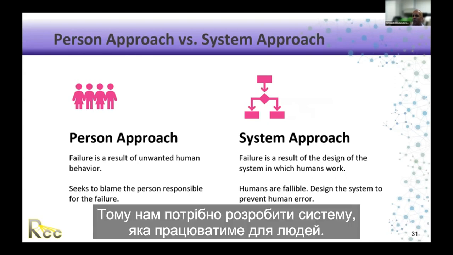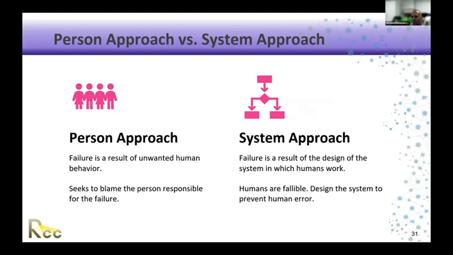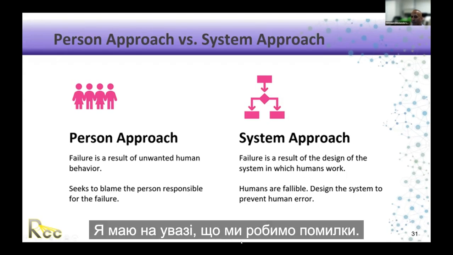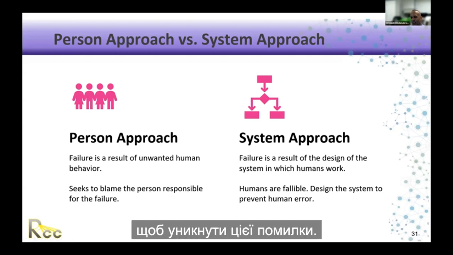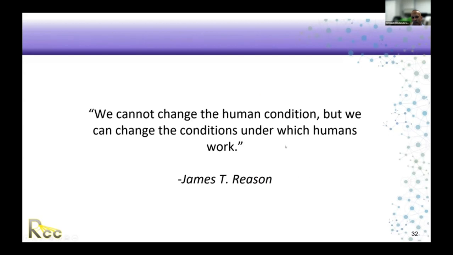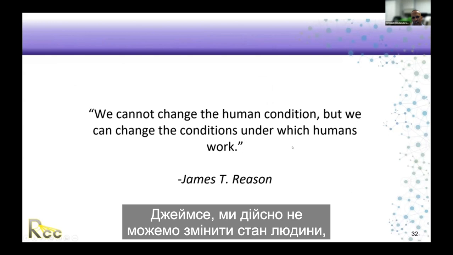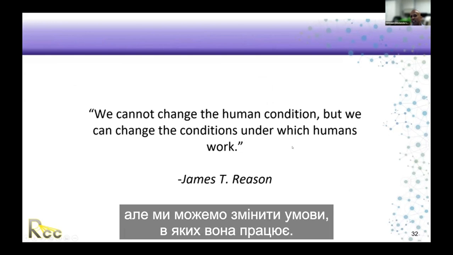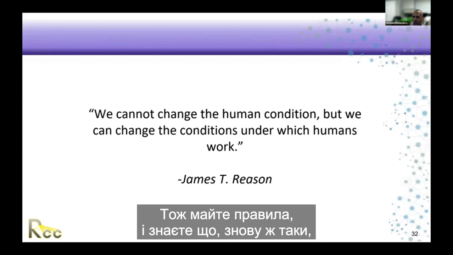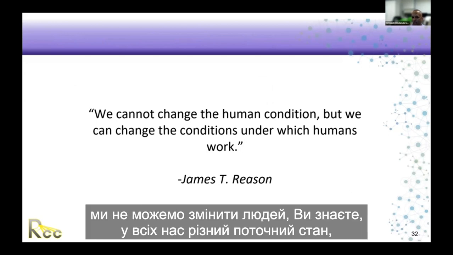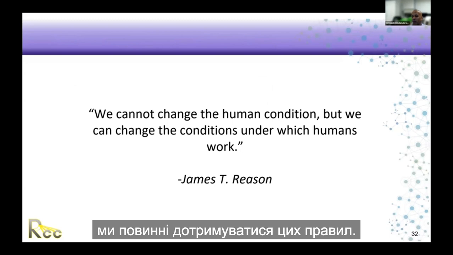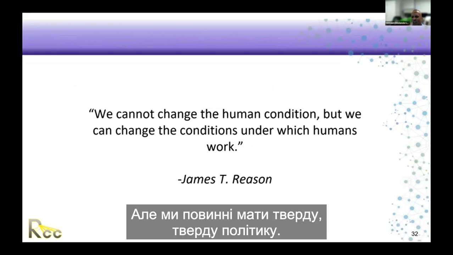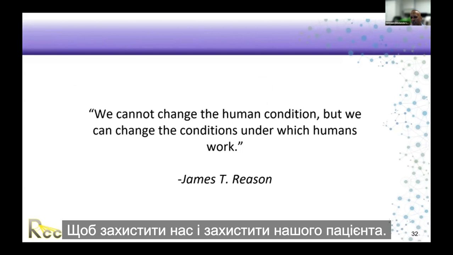So we need to design a system that works for humans. We're human, we make errors. We're not perfect, but we have to make a system to avoid these errors. James Reason said, we cannot change the human condition, but we can change the conditions under which humans work. So have a policy. We cannot change humans, we all have different characters, but when we get hired to work in a place, we have to follow that policy. But we have to have a solid policy that protects us and protects our patients.